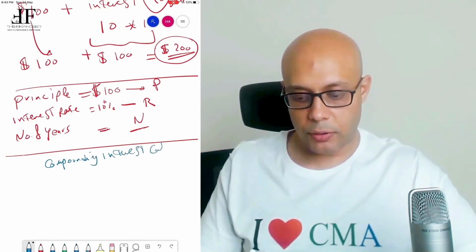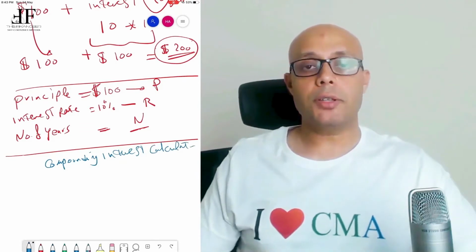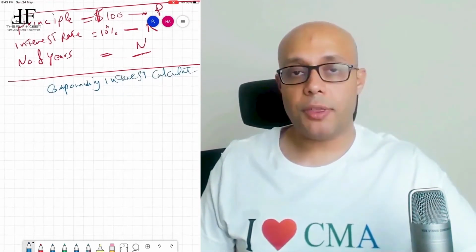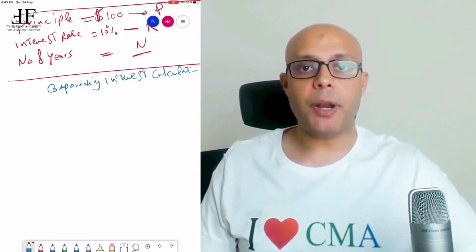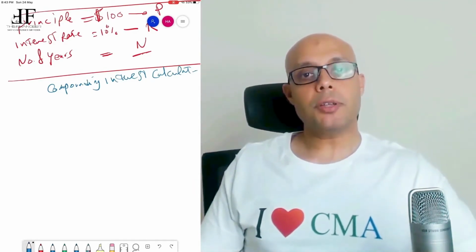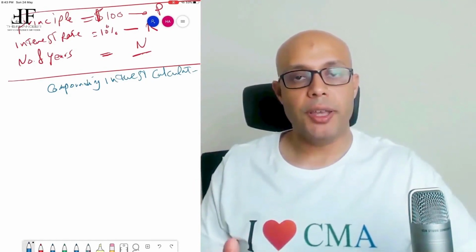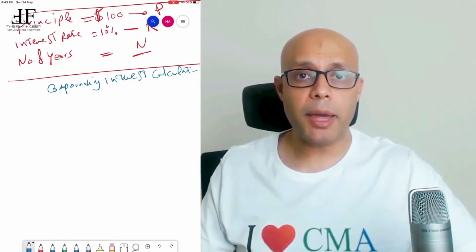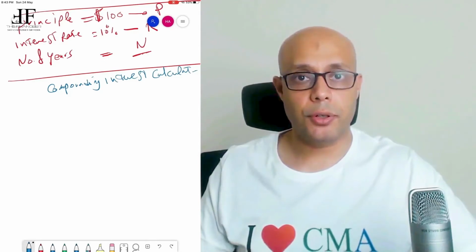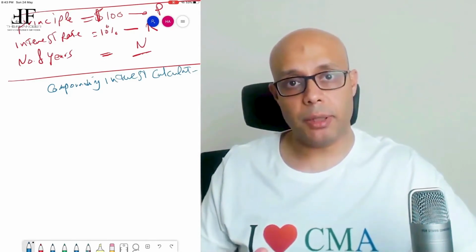Compounding interest calculation. The concept of the compounding interest calculation is more complex than the simple, but it is more realistic and more used in practice. The concept is based on the interest at any year being based on the ending balance of the previous year. Let's understand it by taking an example.